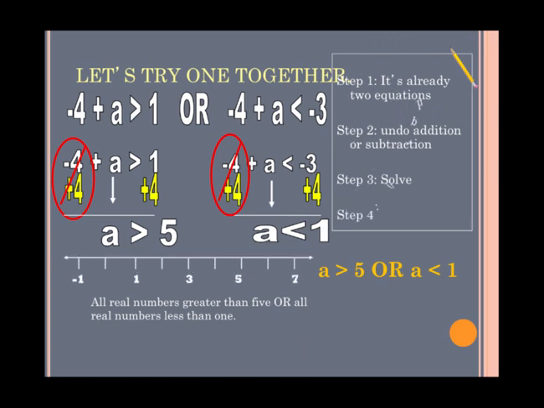Now to graph this, we have all real numbers that are greater than 5. We have all real numbers that are less than 1. And with OR, we're basically looking for everything that's in this graph. So we don't want to exclude anything. We want everything that we see. And so that would be our graph.